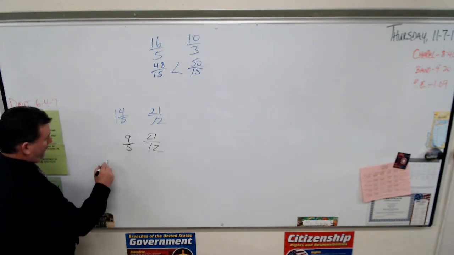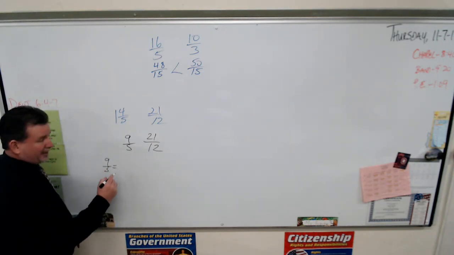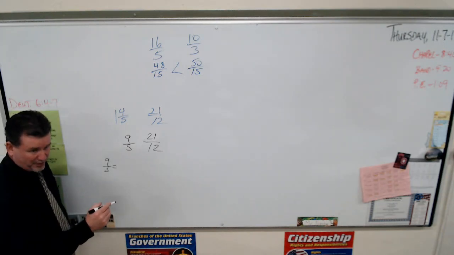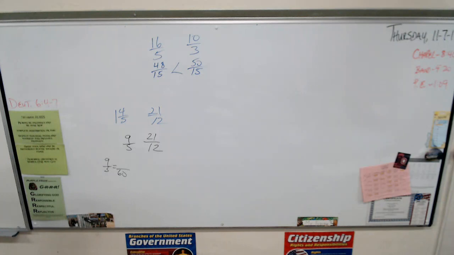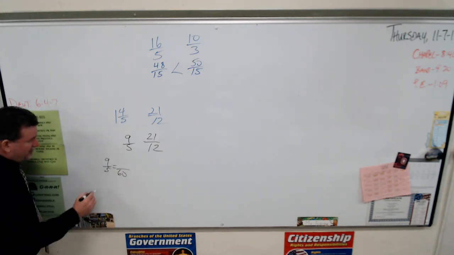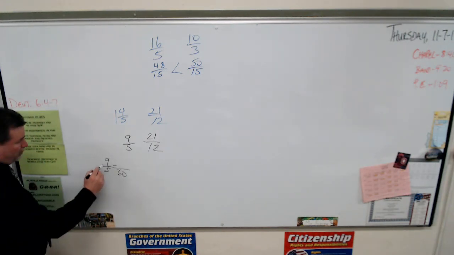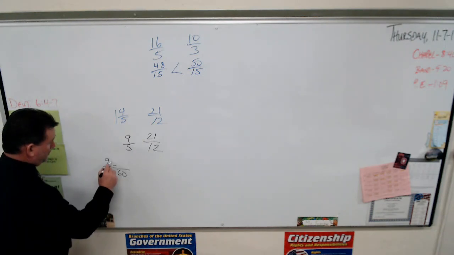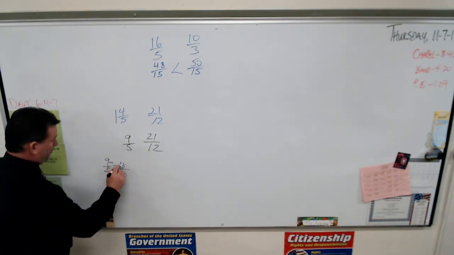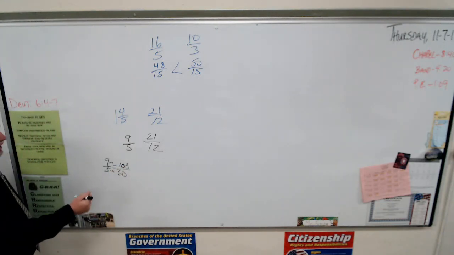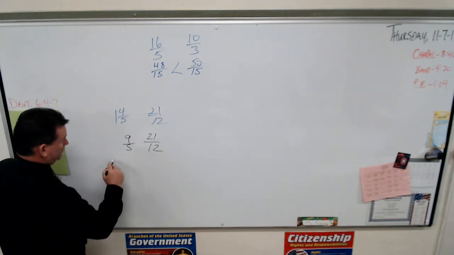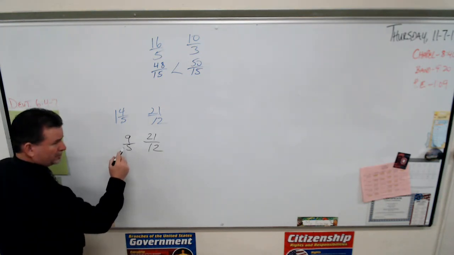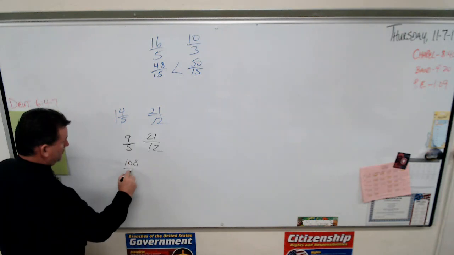So 9/5, I got to turn that into 60ths. What did I multiply 5 by to get to 60? 12. So what's 9 times 12? 108. So I got 108 over 60. You did it right.